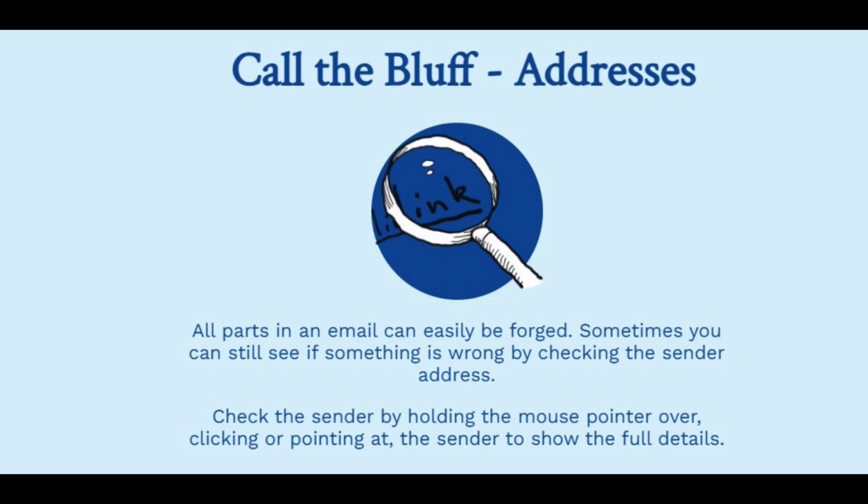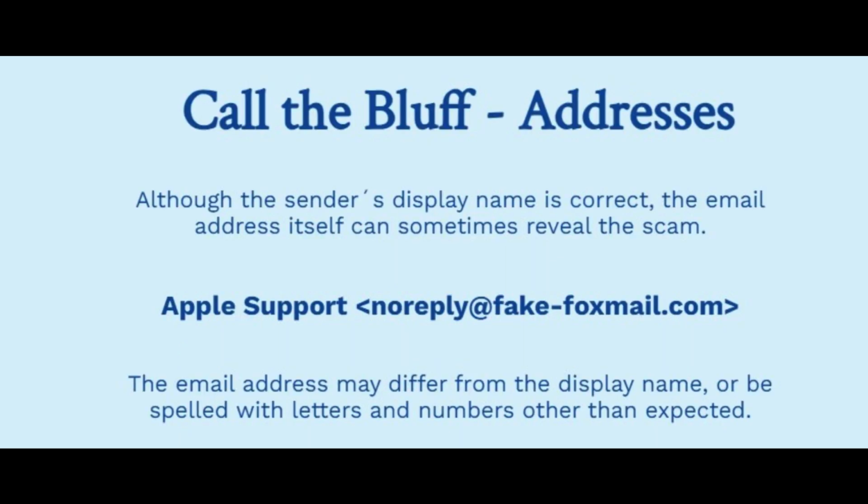Sometimes you can still see if something is wrong by checking the sender address. You can check the sender by holding the mouse pointer over it without clicking, or pointing at the sender to show the full details of the sender. For example, here although the sender's display name is correct, the email address itself can sometimes reveal that it is not a genuine email ID. Here you can see it is from Apple support, but if you check the email, it is something like no-reply at fakemail. So this is how attackers use a fake email address to take your information.